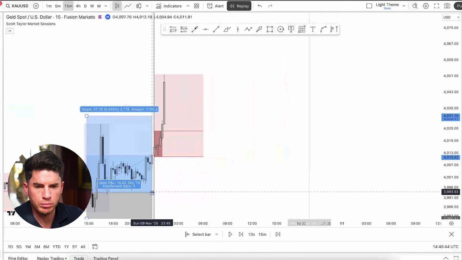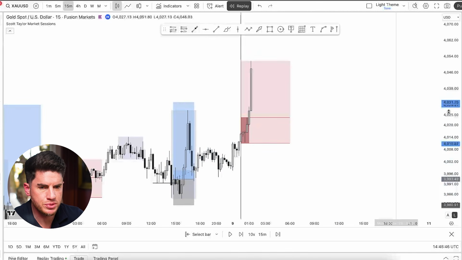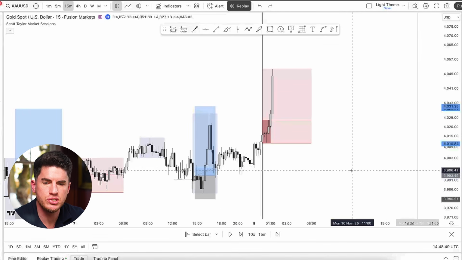Let's give us one more example. Now, of course, this isn't 100%. You are going to take some losses as well, but this is so powerful. And the benefit behind this strategy is it's just so simple.